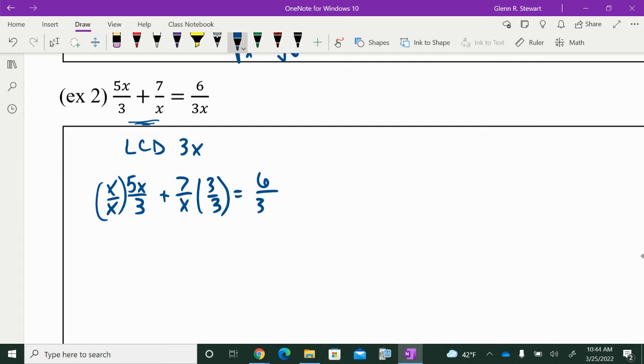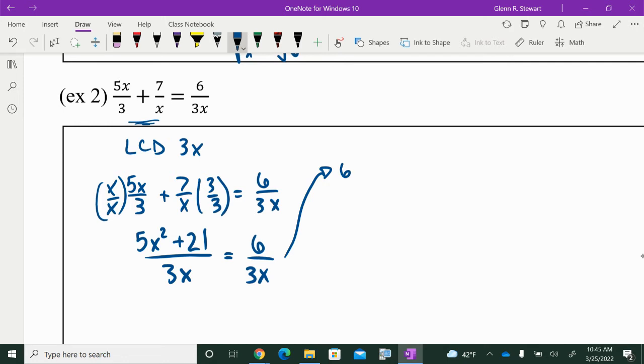I know I can simplify 6 over 3 to become 2, but I'm going to hold off right now. So right now I'll have (5x squared plus 21) over 3x is equal to 6 over 3x. Now what's kind of cool about this is since both of them have the same denominator, I can actually cancel them out. Why that happens, just let me show you the math behind it.